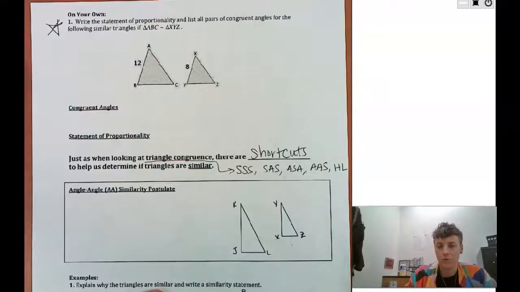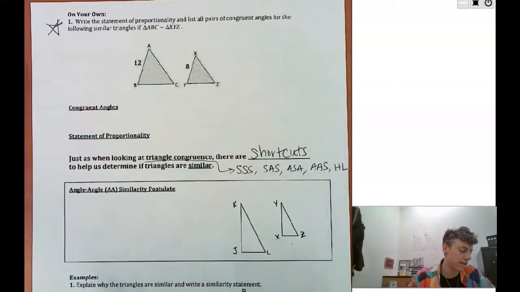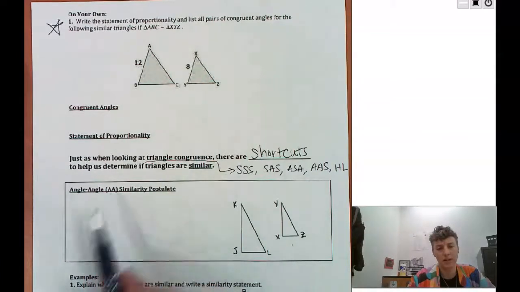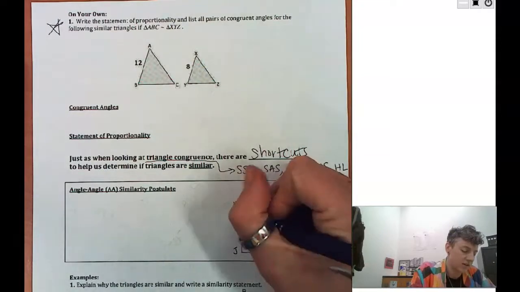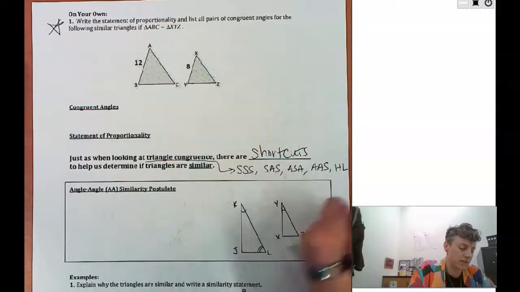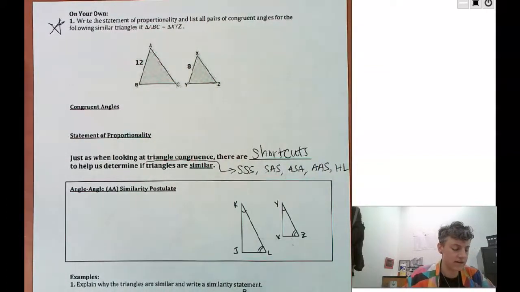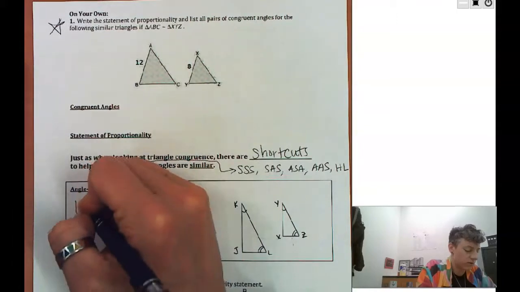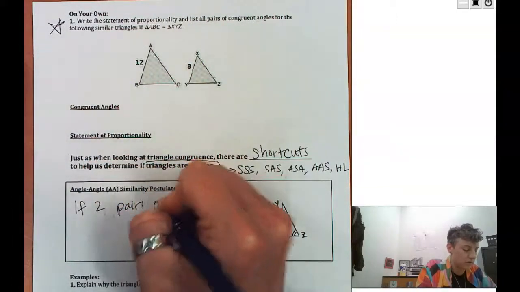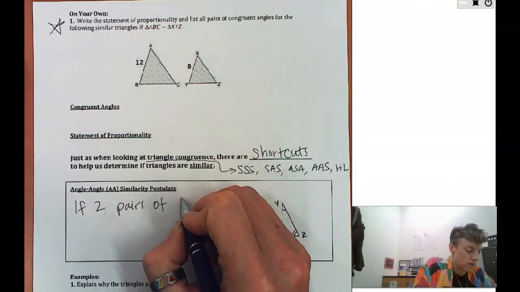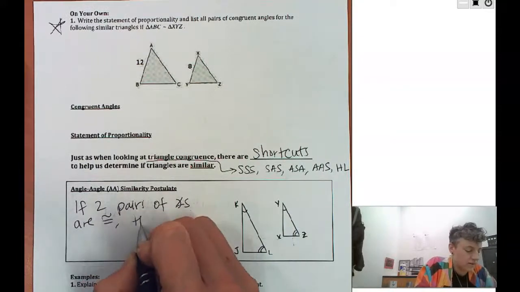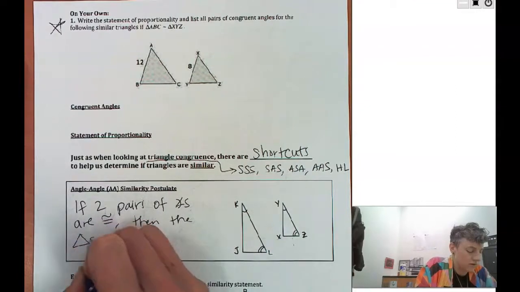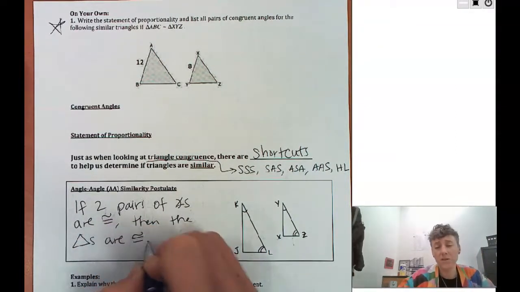We're going to do the same thing with similarity. So we have the angle-angle similarity postulate, which says if two pairs of corresponding angles are congruent, so let's say if K is congruent to Y and L is congruent to Z, then the triangles are similar. This only works for triangles.